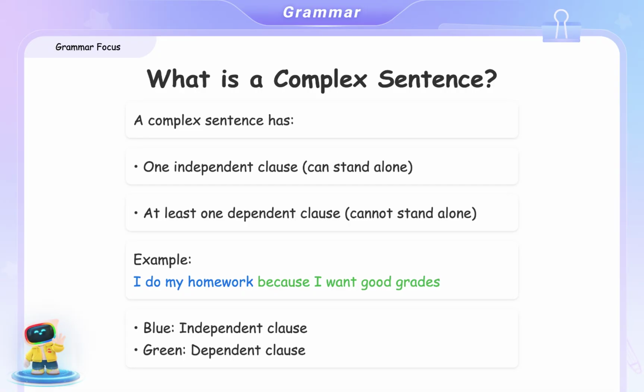Here's an example. I do my homework because I want good grades. The blue part is independent and can stand alone. The green part is dependent and needs the main clause to make sense.